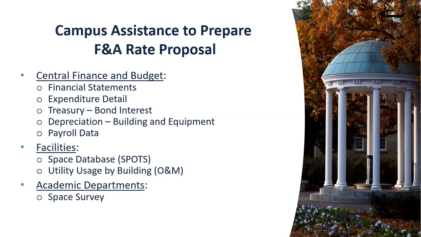Facilities provides a good portion of items that we need for the study, including the space database out of the SPOTS database, which we'll talk about more as we go along. Are you familiar with SPOTS? Facilities also provides us with utility usage by building for all the different utilities, electricity, steam, water, and the usage by building on campus for the O&M portion of it. And for the space part, once we get the SPOTS space data, we go out to the departments and do what we call a space survey to the academic departments.